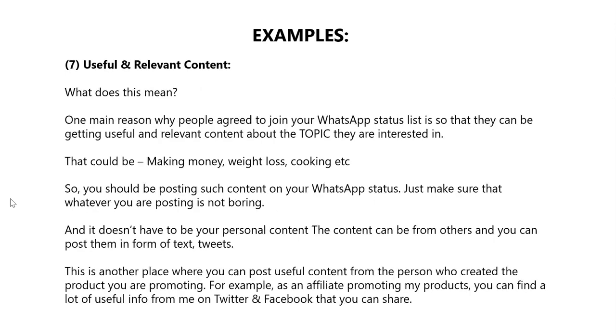The 7th type of content is useful and relevant content. So what do I mean by this? One of the main reasons why people agree to join your WhatsApp status list is so that they can be getting useful and relevant content about the topic they are interested in. That topic could be about making money, weight loss, cooking, and so on and so forth. So you should be posting such content on your WhatsApp status because that is actually what they want to see.